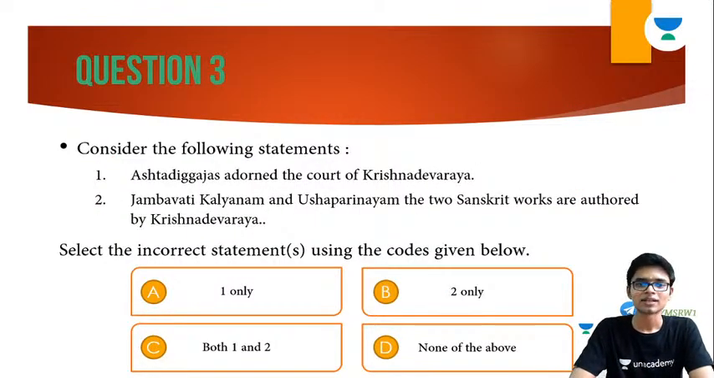Question number three. Consider the following statements. 1. Ashtadiggajas adorn the court of Krishnadevaraya. 2. Jambavati Kalyanam and Usha Parinayam, the two Sanskrit works, are authored by Krishnadevaraya. Select the correct answer.